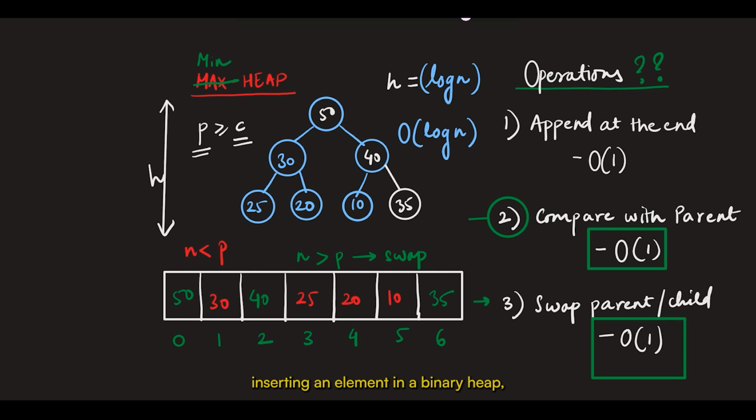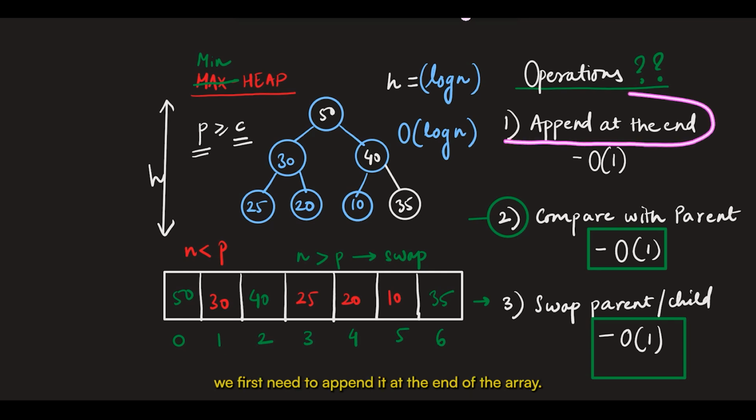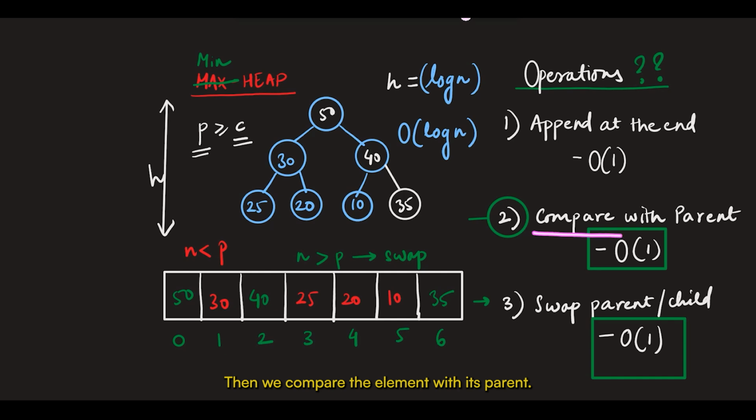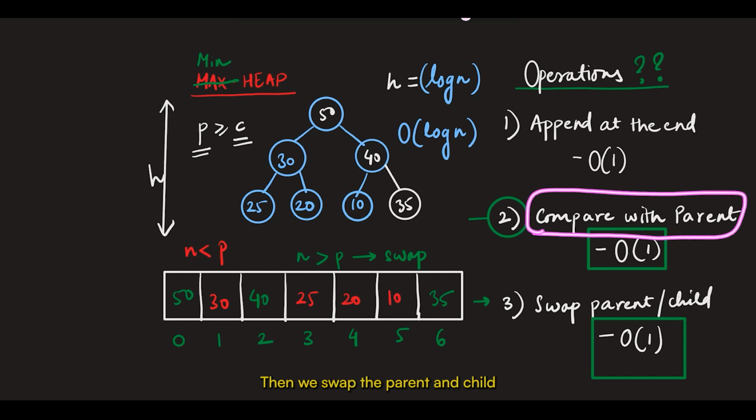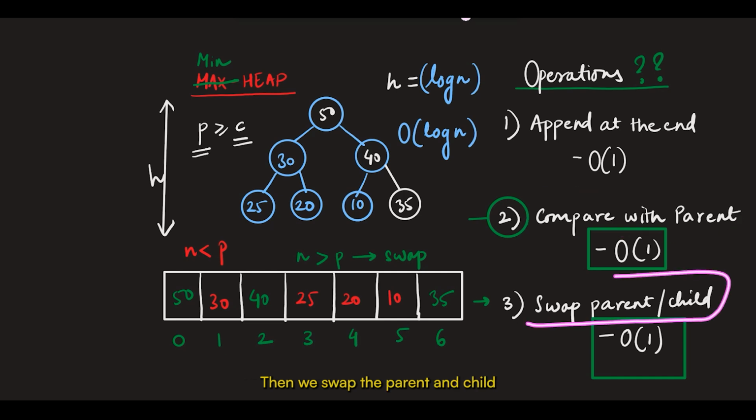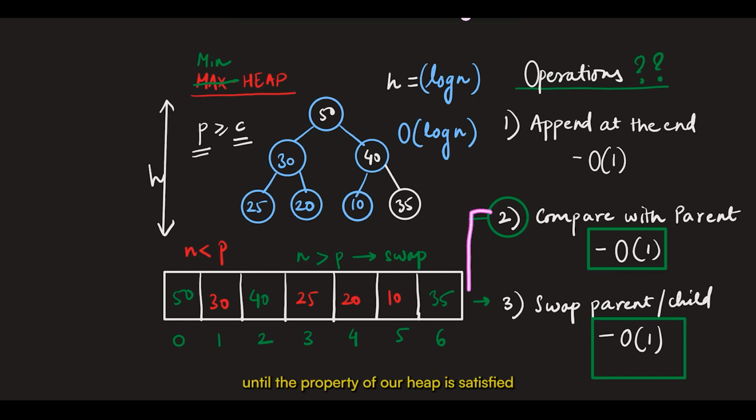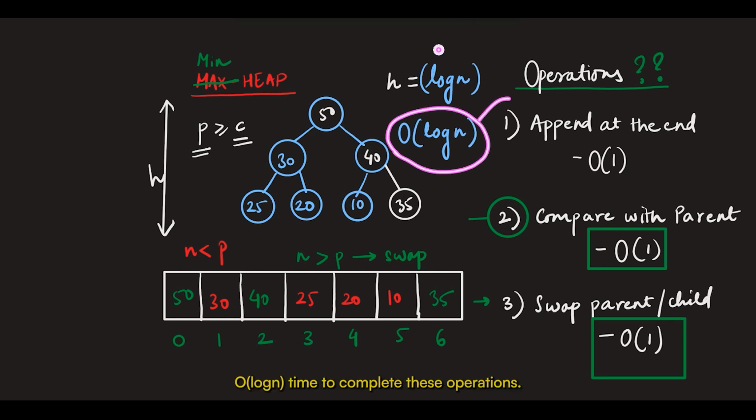Again, for inserting an element in a binary heap, we first need to append it at the end of the array. Then we compare the element with its parent. Then we swap the parent and child based on our condition. And we repeat 2 and 3 until the property of our heap is satisfied. And it takes O(log n) time to complete these operations.